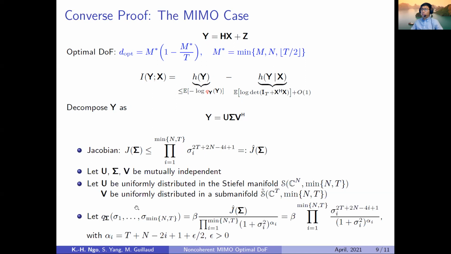And finally, for the singular values, we choose their joint auxiliary PDF to be proportional to the ratio of the upper bound on the Jacobian and a term which is the product of the 1 plus the square of the singular values of the matrix Y. And we have the power alpha i here, where alpha i is given by this formula. And then using this auxiliary distribution, we follow similar manipulations as for the MISO case, and we obtain this optimal DOF.